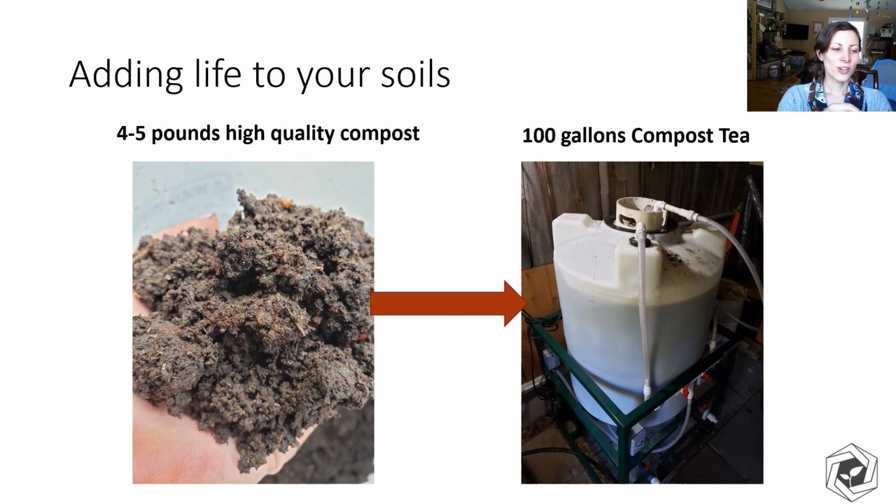So creating this compost can be pretty labor intensive, and it takes a long time, and it is a bulky ingredient, but only 4 to 5 pounds of this high quality compost can create 100 gallons of compost tea that has even more biology in it.